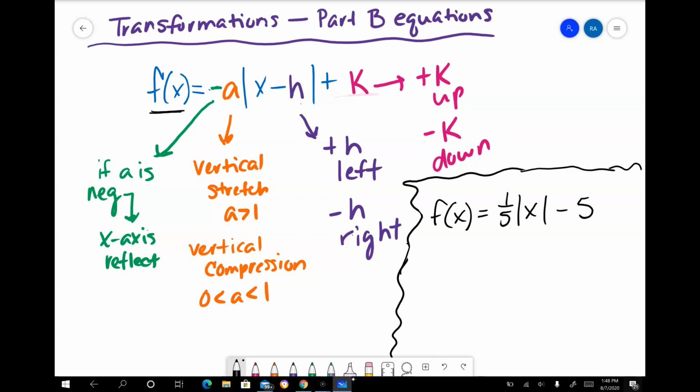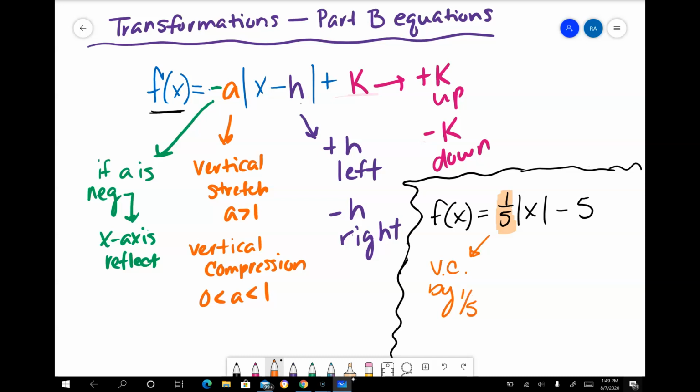All right. Okay, so I hope you've done it, and let's see if you got it right. Is there a negative out front? There is no negative out front, so there is no reflection, so we skip that transformation. Is there an a value? Yes, there is an a value of 1/5. It's not greater than 1, but 1/5 is between 0 and 1, so we're going to call this a vertical compression by 1/5.